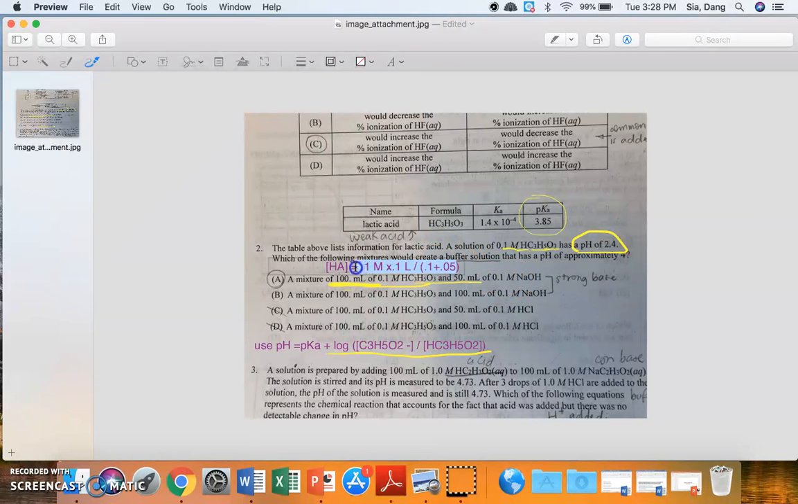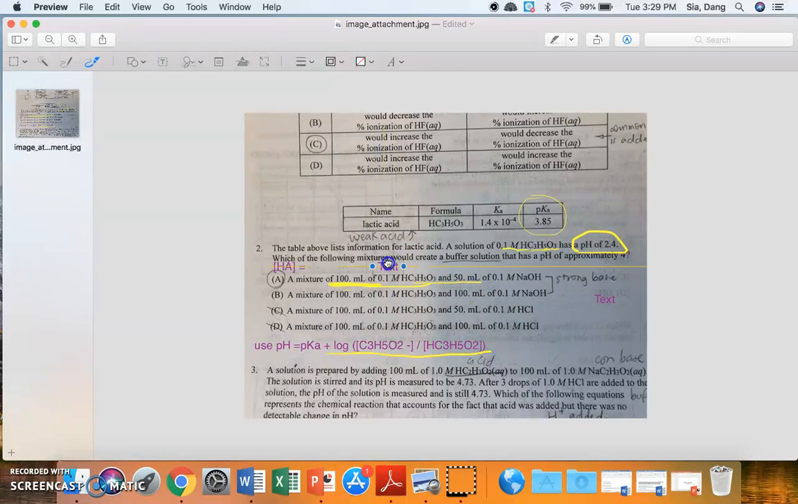So let me step back for a bit. We want to talk about moles of HA first. I'm not going to do the concentration yet. First we're going to show the amount of acid and the amount of base. So let's take a look.